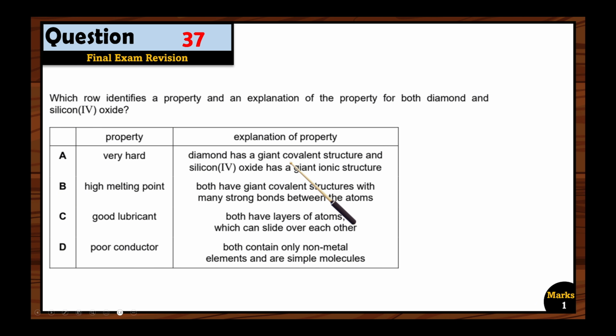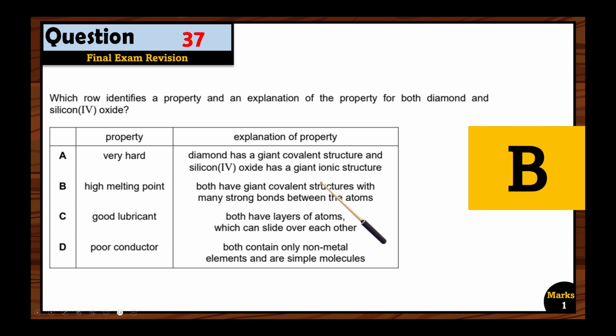Very hard. Why are they very hard? Because they have giant covalent structure. Diamond has a giant covalent structure and silicon oxide has a giant ionic structure. That's wrong. Both have covalent structure, right? So option A is rejected. Now let's see our option B. Both have giant covalent structure with many strong bonds between the atoms. Yes, between the atoms they have a strong bond, right? Now let's see for D. Both contain only non-metal elements and are simple molecules. No, they are not simple molecules. They are giant structures, right? So only option B is right.